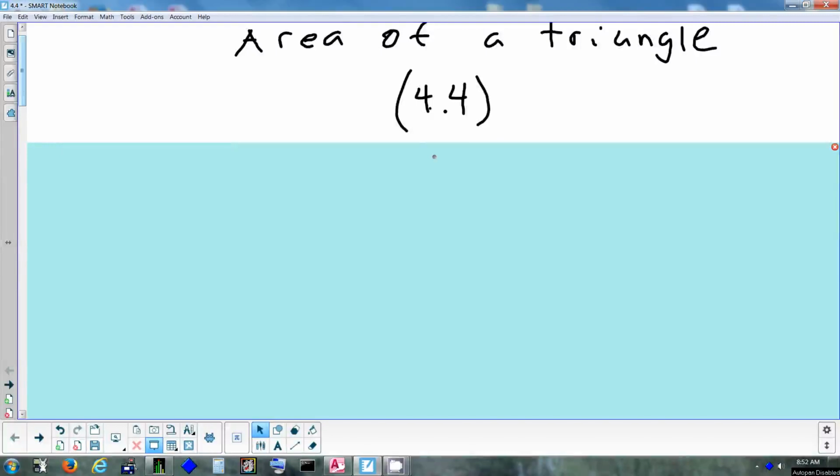Alright, so let's take a look at section 4.4. Okay, this section's a little bit different than the rest of what we're going to do. I put this section in here because it's kind of an easier section, so at least if some of these questions are on the test, it'll balance out some of the harder questions.